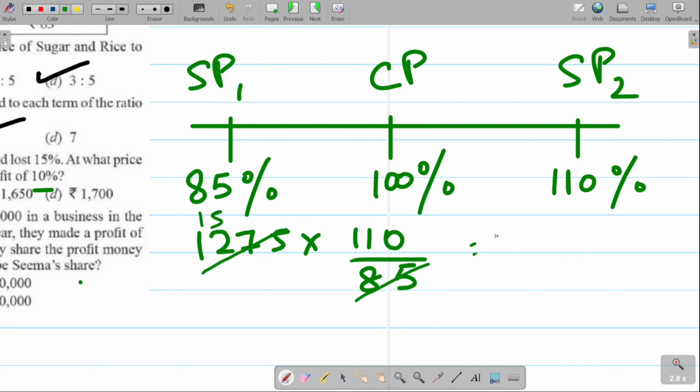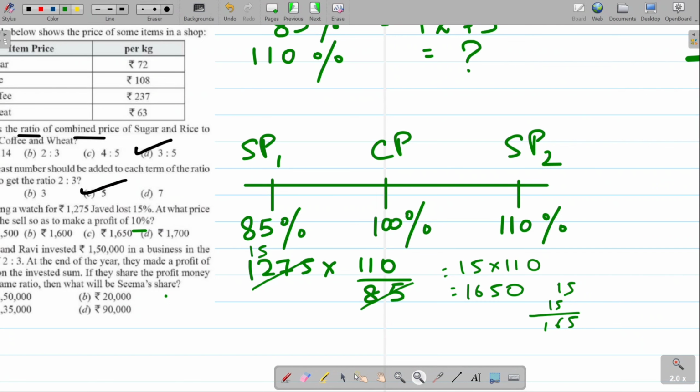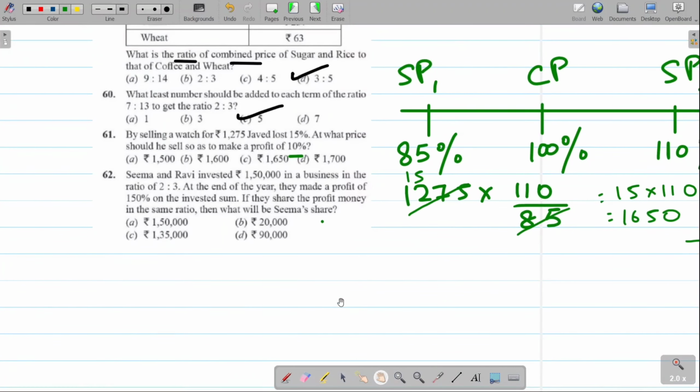Now we just need to multiply 15 into 110. So 15 into 1 is 15, 15 into 1 is 15, so 165. So it will come out as 1650. And this will be our correct answer. Is there any option as 1650? We have this in option number C, so it will be correct.